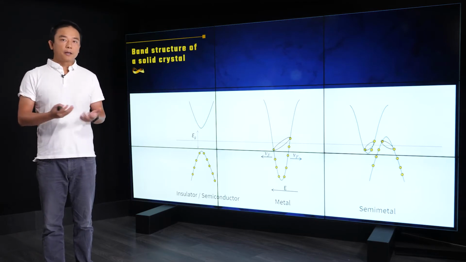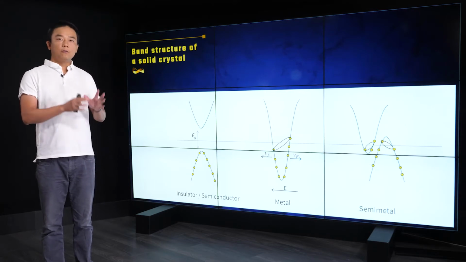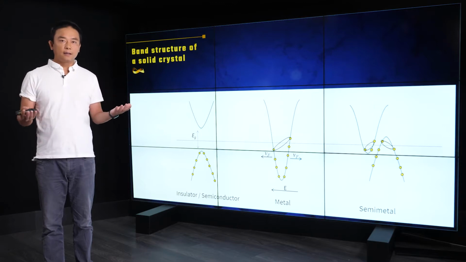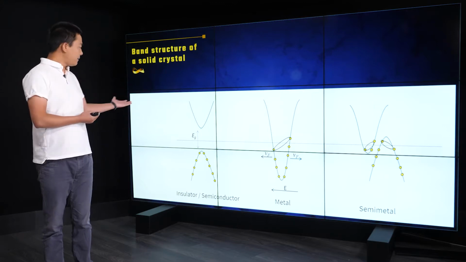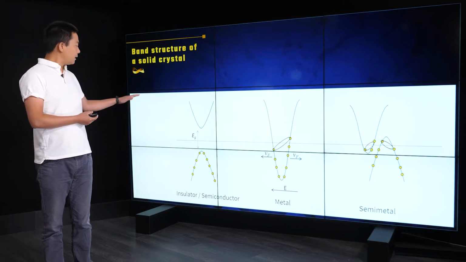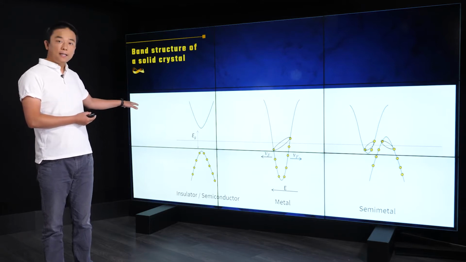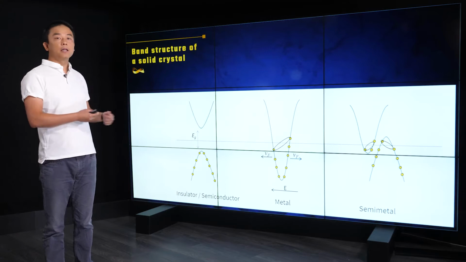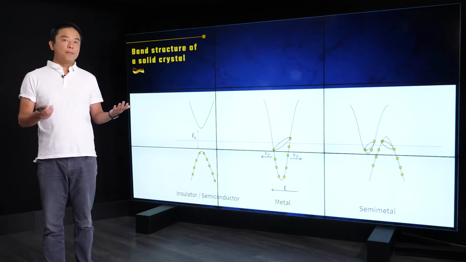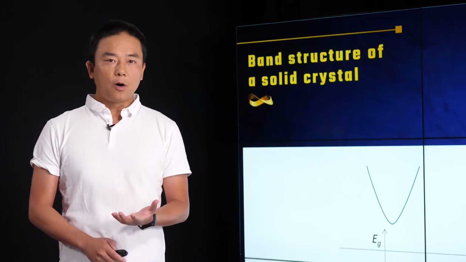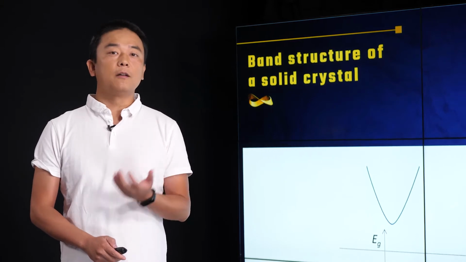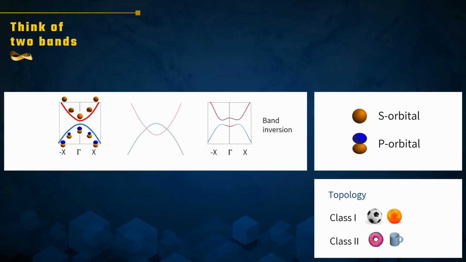Overall, most of the time, especially in the metal case, we think about a one-band case, only one band structure. Even in the semiconductor, sometimes we only talk about the top of the valence band or the bottom of the conduction band. Anyway, it's a one-band model picture. The idea of topology is simply, let's go beyond this one-band model. Let's go to two bands.